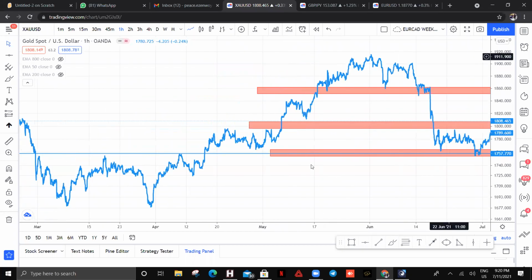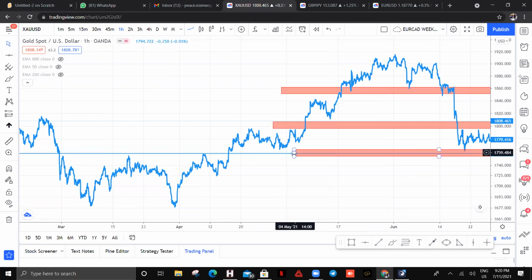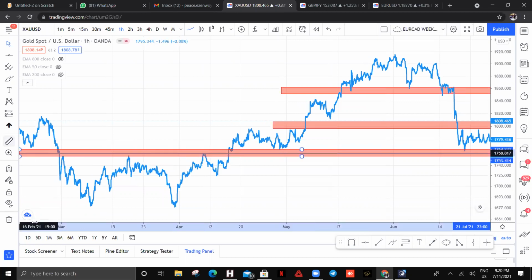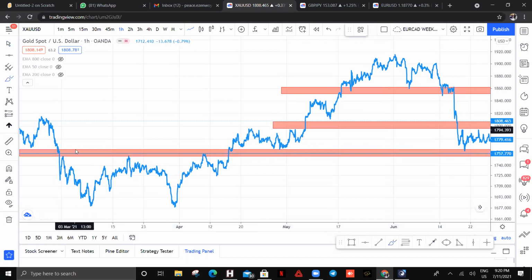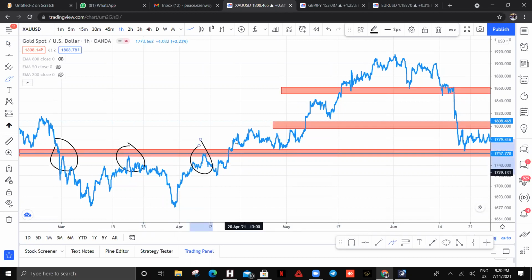you will see that this place we drew our zone is a very strong area. Let me draw it with a pencil. You can see how price respected it here, and here, and here, until there was a breakout and a retest on this particular zone. You know one thing about Forex, what happened in the past is going to repeat itself in the future.